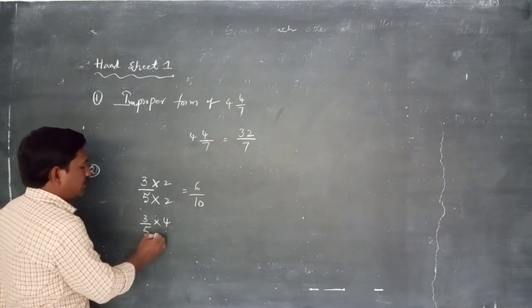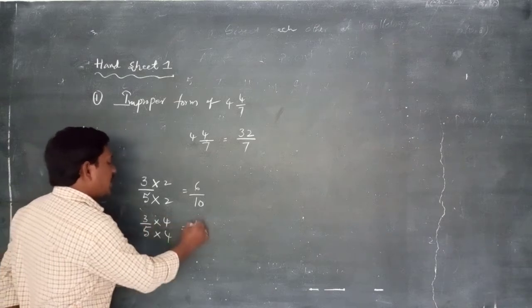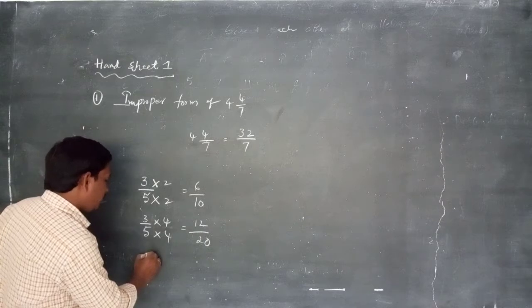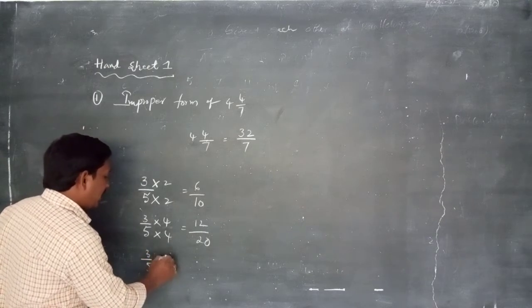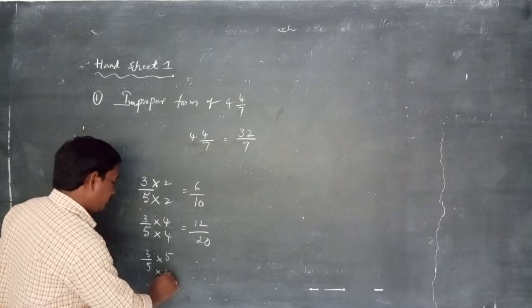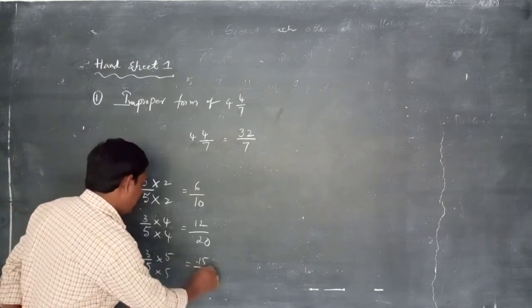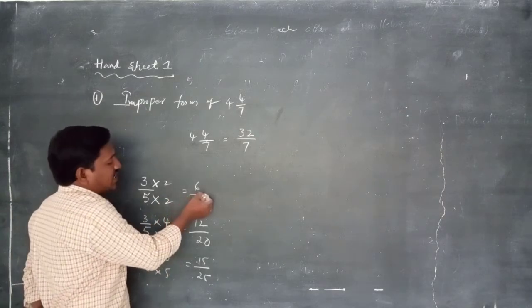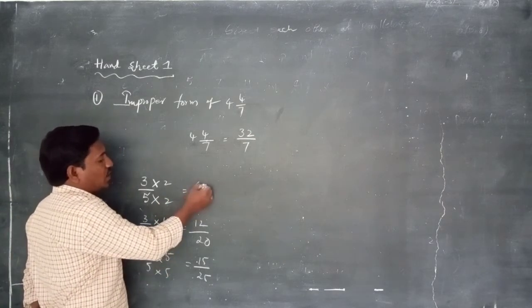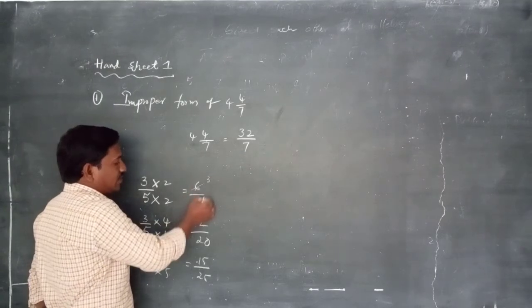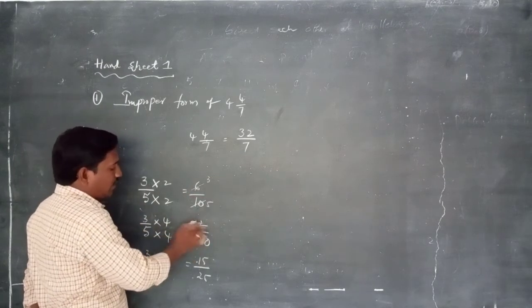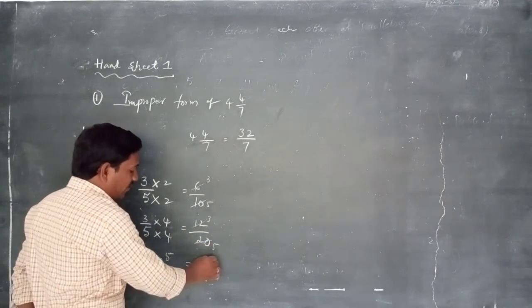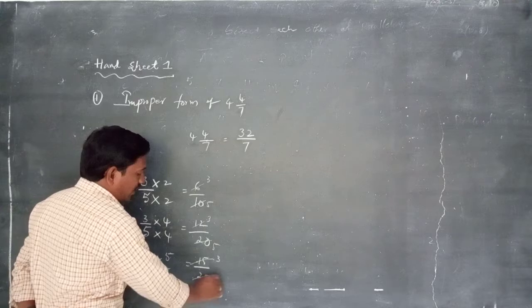Again, numerator and denominator multiplied by 4. 3 fours are 12, 5 fours are 20. Again, 3 by 5 multiplied by 5: 3 fives are 15 and 5 fives are 25. Again, when you cancel, in 6 by 10, the 2 table: 3 times and 5 times. 4 table: 3 times and 5 times. 5 table: 3 times and 5 times.